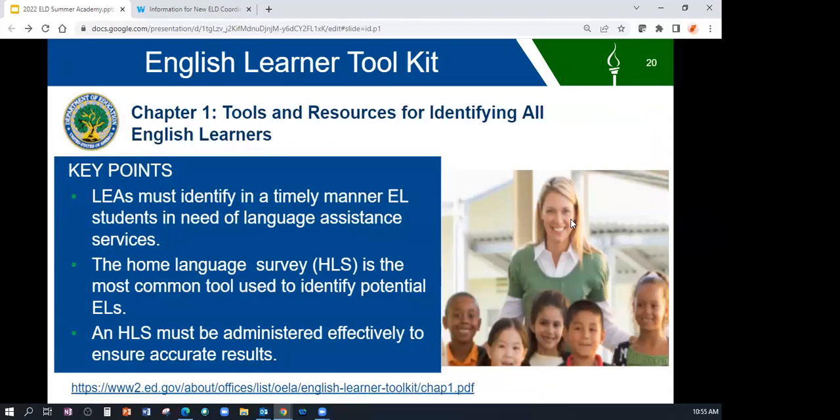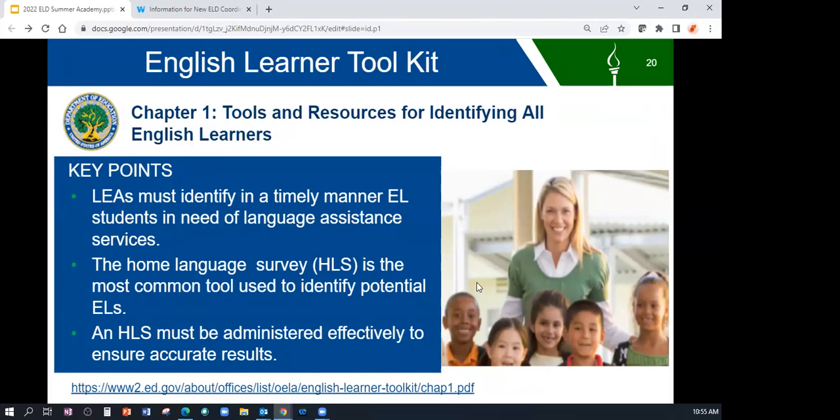All right, so the first chapter is identifying all English language learners. And what this part of the document says is that they have to identify in a timely manner those students who are needing assistance, that you have to use some sort of home language survey for identifying, and that it has to be administered effectively to ensure accurate results.